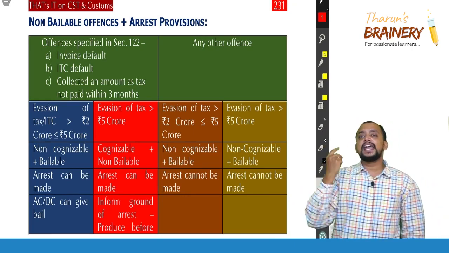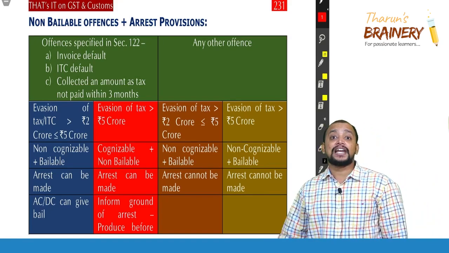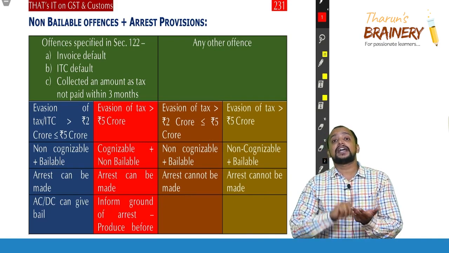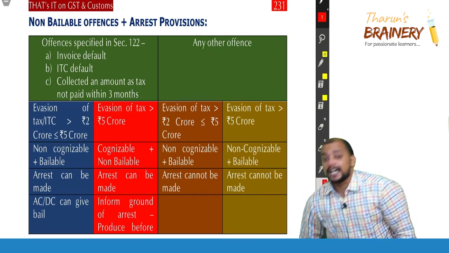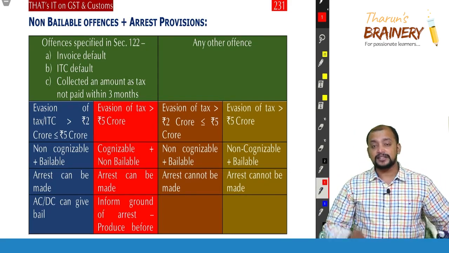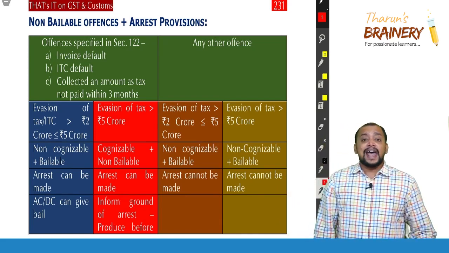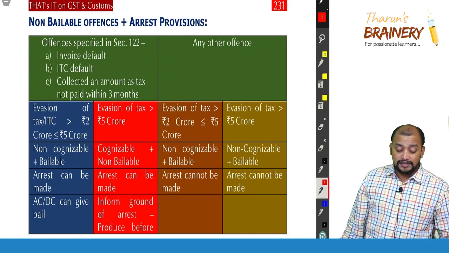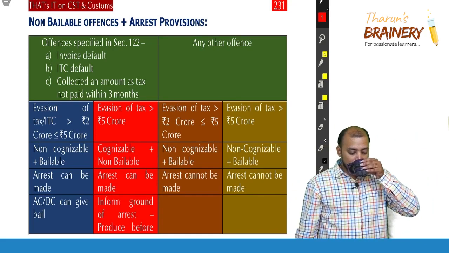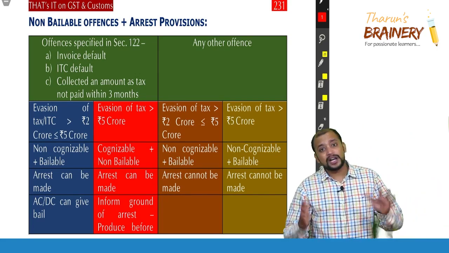IIC. Invoice default, ITC default, collected an amount as tax and not deposited within 3 months. These three offences lead to arrest. When? If the tax involved in these offences exceeds 2 crores, then only arrest is there. If the amount does not exceed 2 crores, no arrest.